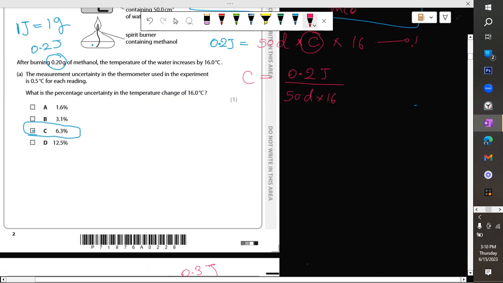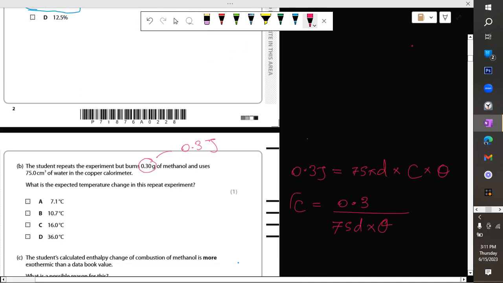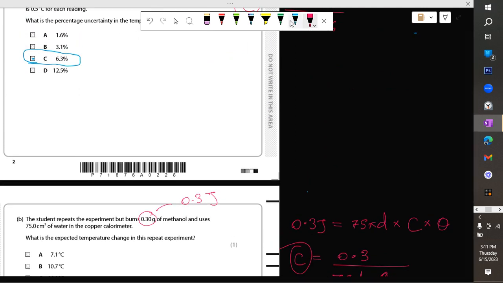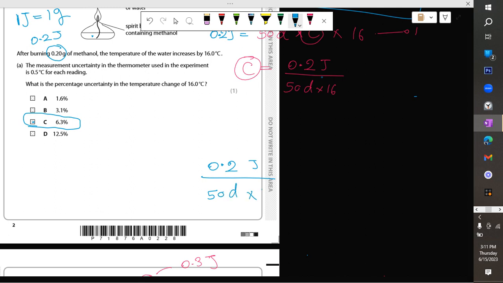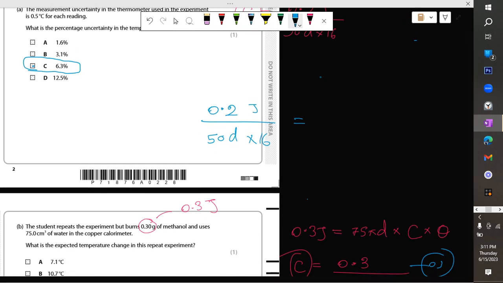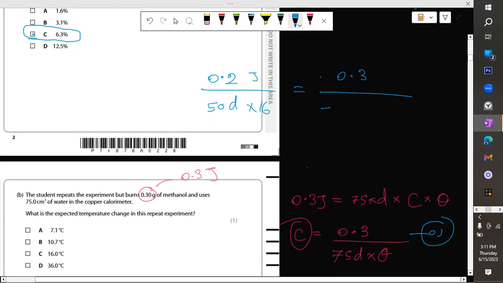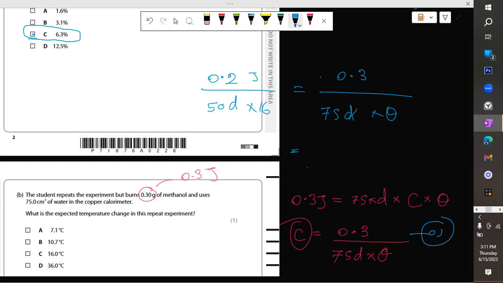Right? So here C, here also C, and guys, C equals C. If this is the third equation, somehow the C of the first part equals the later equation. 0.2 joules divided by 50 D times 16 equals 0.3 divided by 75 D times theta, right? D and D cancel out.